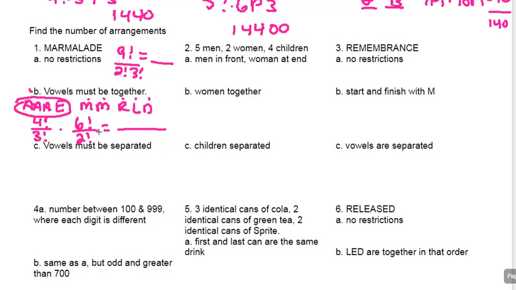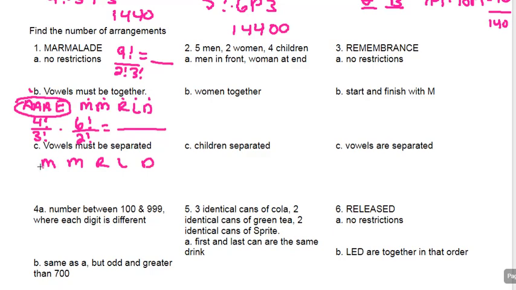Now, if the vowels all have to be separated, then what I'm going to do is set up my non-vowels, which would be M, V, nope, not V, not V, M, R, L, and D. M, R, L, D.